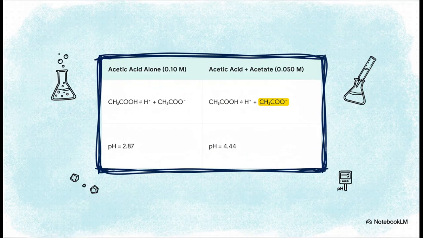And this right here shows you that effect in action. It's fantastic. On the left, you've got pure acetic acid, and its pH is pretty low, 2.87. But now look at the right. We add some sodium acetate, which gives us that common acetate ion. And bam, the pH jumps all the way up to 4.44. So why did that happen? All that extra acetate forced the reaction seesaw to tip back to the left, using up hydrogen ions and making the solution way less acidic.